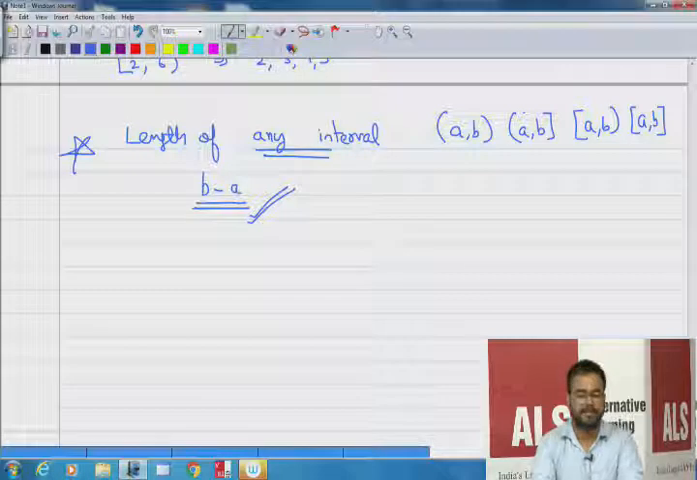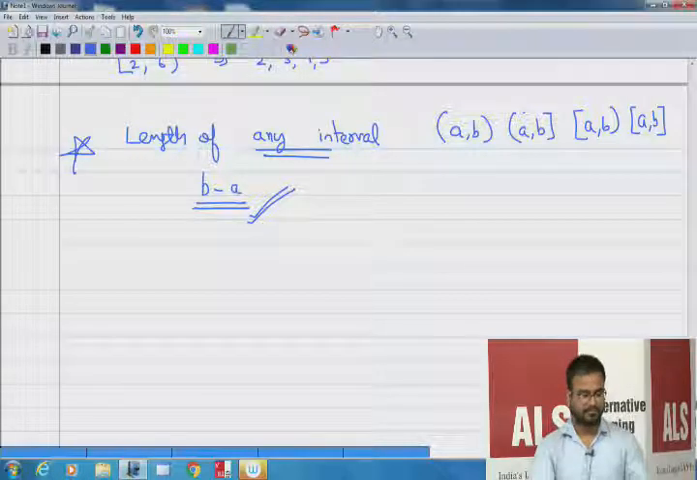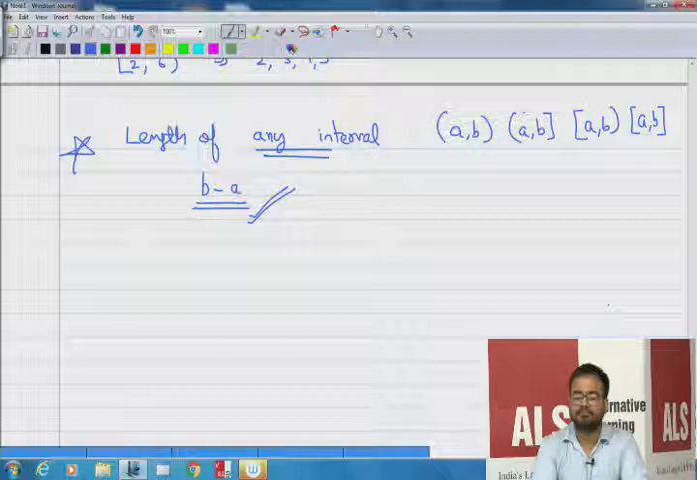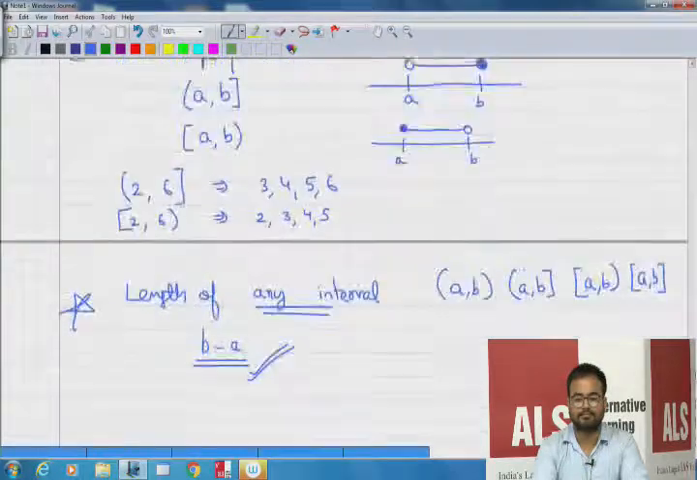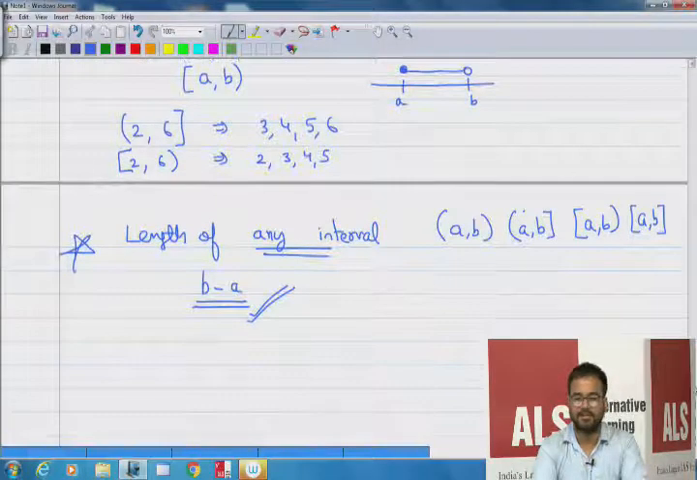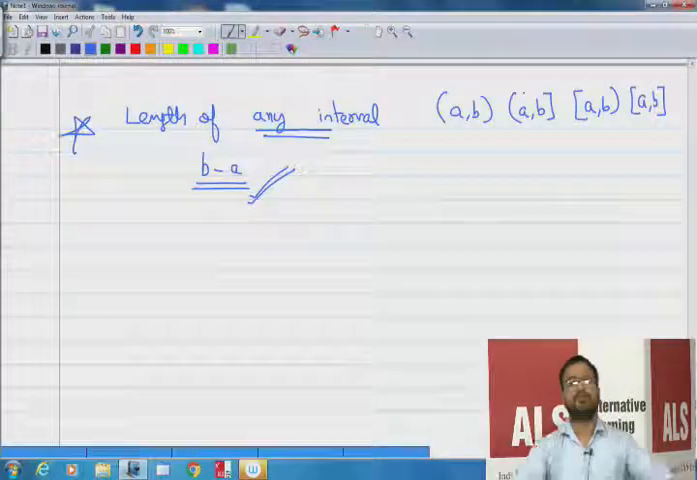Any doubt in this one, in the concept? Is it clear till now? Okay, that's great. Shillong, Tatso, Presidency, any doubt till now?